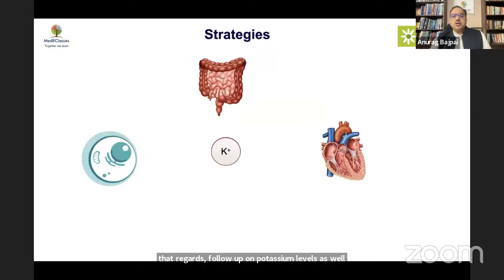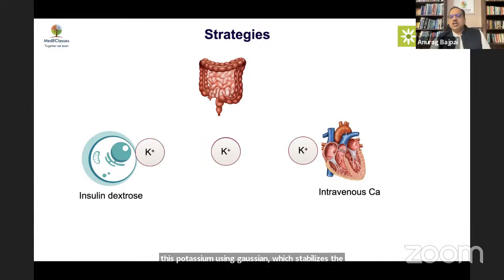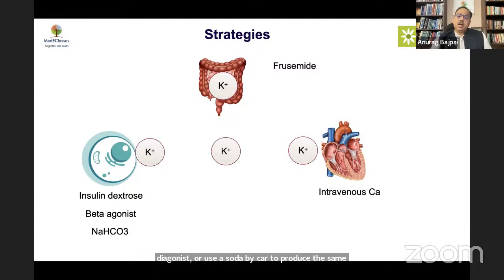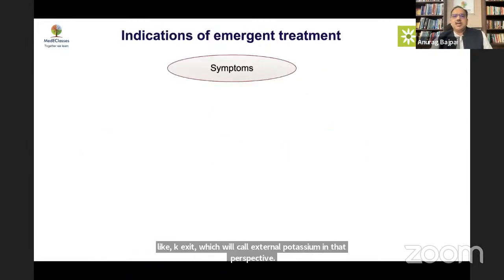So the strategies you can use are to protect the heart from this potassium using calcium, which stabilizes the membrane. You can push the potassium into the cells using insulin and dextrose drip or a beta agonist, or use soda bicarb to produce alkalosis, or you can increase the excretion of potassium via the kidneys using furosemide, or exchange resins like Kayexalate, which will cause exchange of potassium. And finally, you can use dialysis as an exchange mechanism.